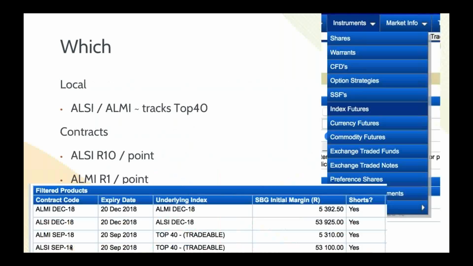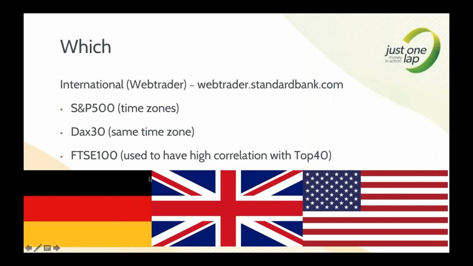They're all expensive, which is why I say to folks, start your trading life with that OMI at 1 Rand per point, upgrade slowly to the 10 Rand contracts, and then at some point you can start looking at international indices to trade as well.